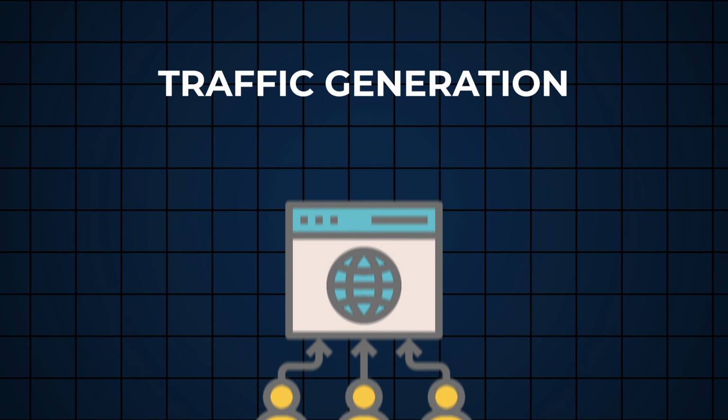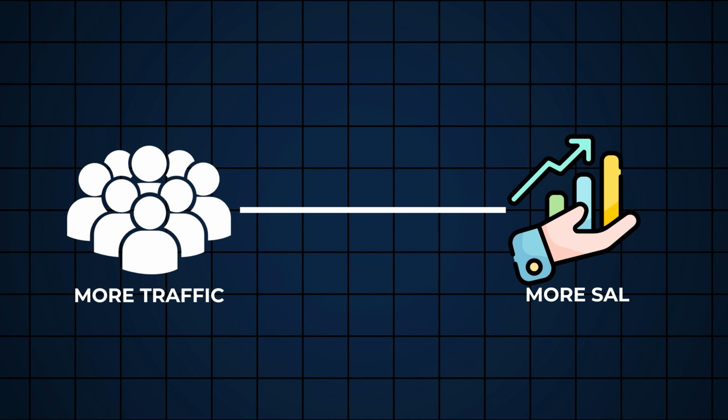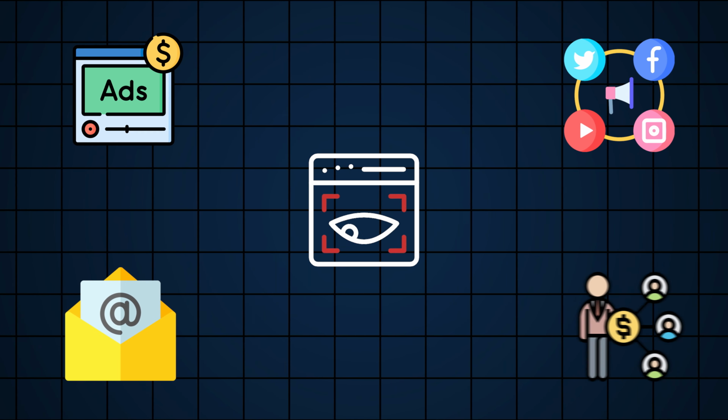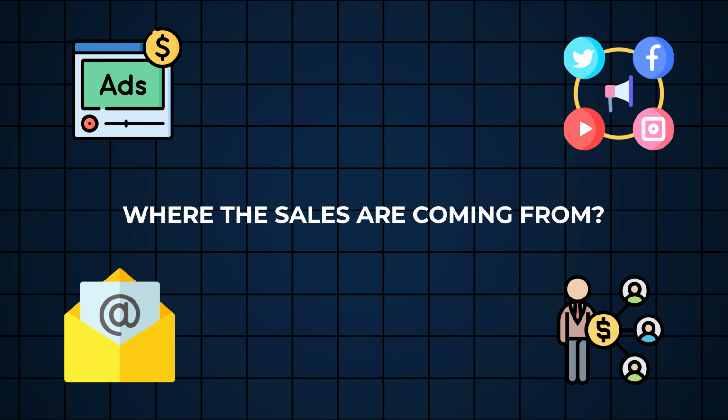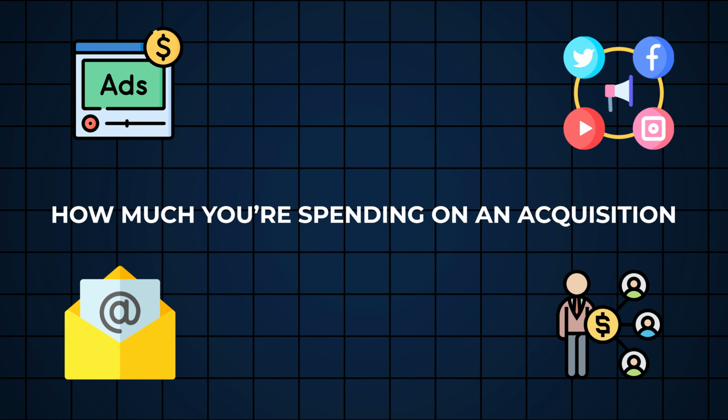Let's get started with top of the funnel, aka traffic generation. Obviously, the more traffic you have, the more potential sales you're gonna have, but it gets a lot deeper than that. You need to have visibility in each one of your marketing channels to understand where the sales are coming from and also how much you're spending on an acquisition. This is probably obvious because then you can go double down on your best traffic sources.